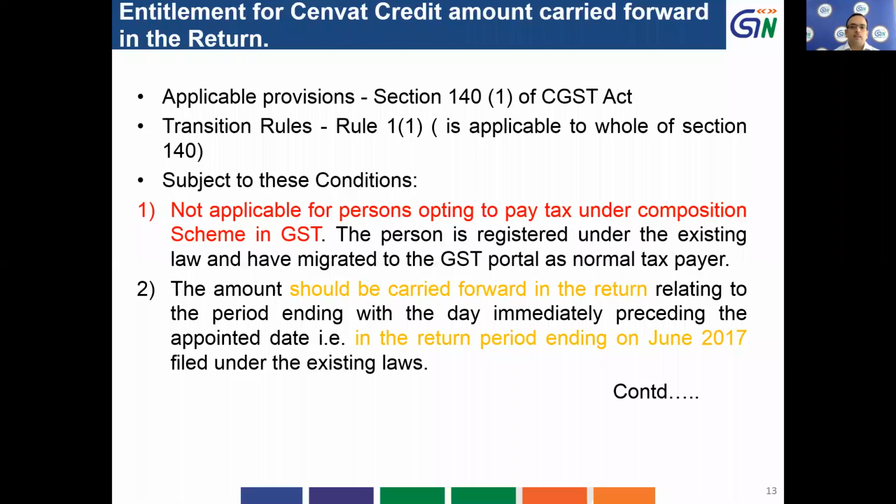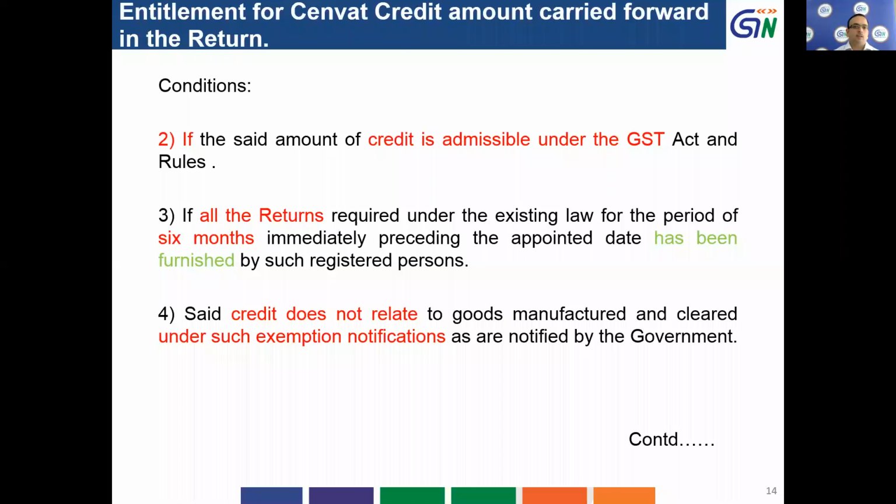Further conditions are that the credit must be admissible under the GST Act. So if I am taking credit on something which is not admissible under the GST law, then even if you are showing it in the return, you will not be entitled to credit in the new regime. Further, all the returns required for the last 6 months immediately preceding the appointed day must have been furnished by such registered person. So if any return is missing, then he will not be entitled to this particular credit which is in the return.